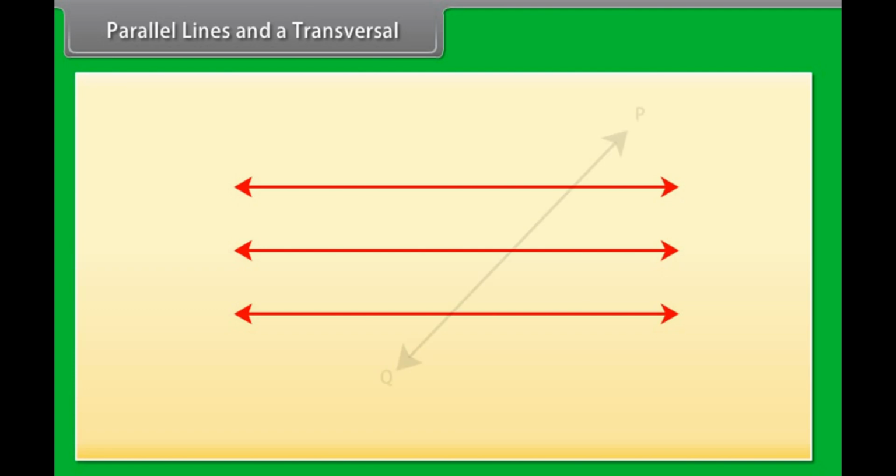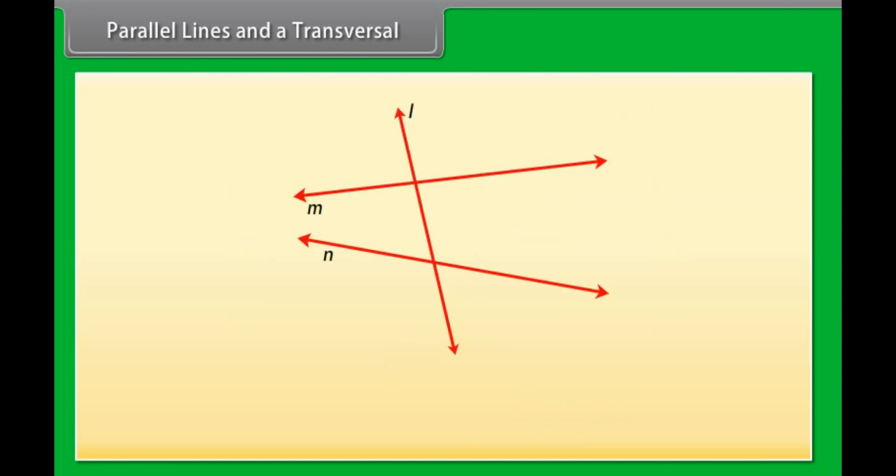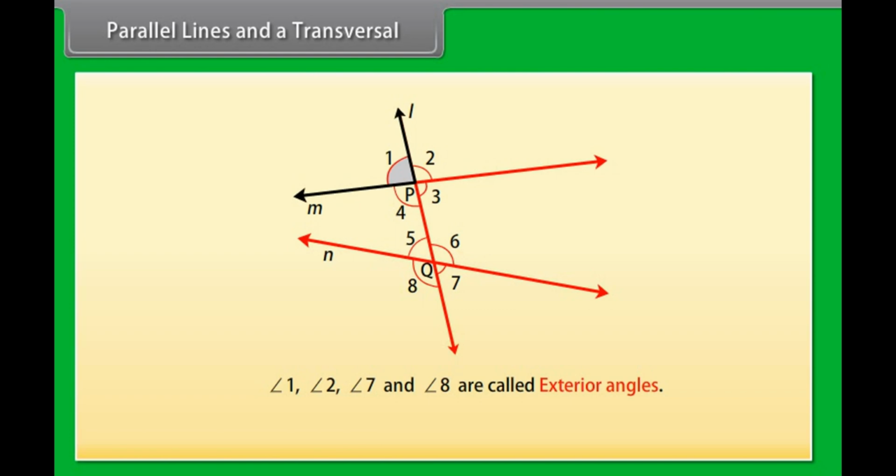Parallel lines and a transversal. Friends, we have studied that a line which intersects two or more lines at distinct points is called a transversal. Look at this figure. Here, line L intersects lines M and N at points P and Q respectively. Therefore, line L is a transversal for lines M and N. Observe that four angles are formed at each of the points P and Q. Let us name these angles as angle 1, angle 2, angle 3, angle 4, angle 5, angle 6, angle 7, and angle 8. Angle 1, angle 2, angle 7, and angle 8 are called exterior angles, while angle 3, angle 4, angle 5, and angle 6 are called interior angles.